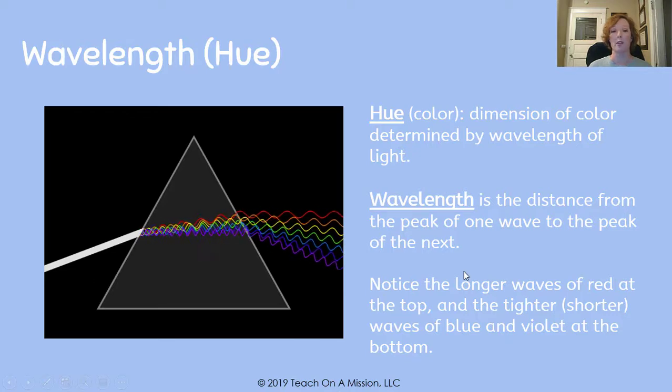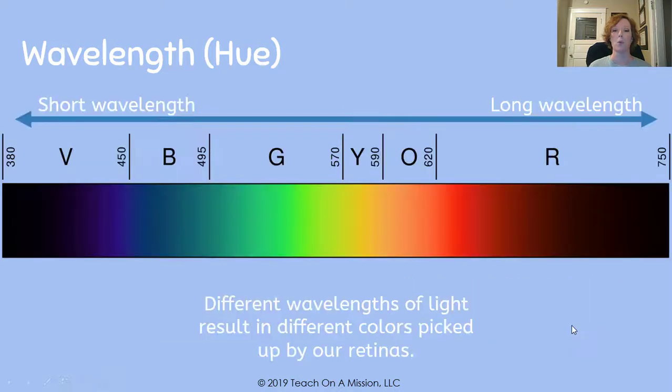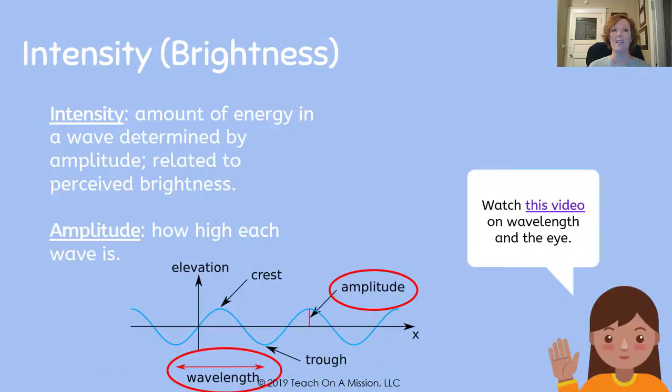This is pretty important because this is how our cones actually determine what colors we are seeing. Different wavelengths of light result in different colors picked up by our retinas. Different cones are sensitive to different wavelengths, and so they're going to pick up different colors of light more easily than others. And the intensity or brightness is determined by the amplitude, or how high the wave goes. So you've got the wavelength, how long it is, and you've got the intensity, how high the amplitude of that wave is going to reach. That's the intensity, or the amount of energy in the wave.